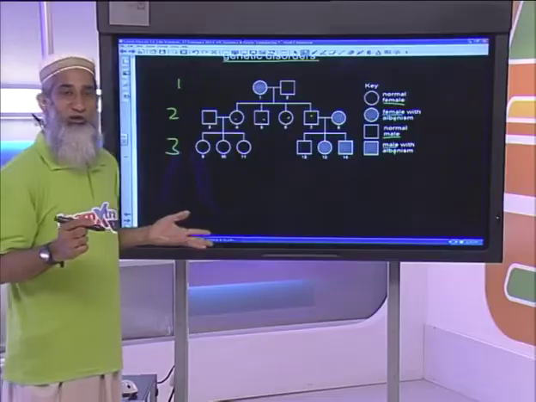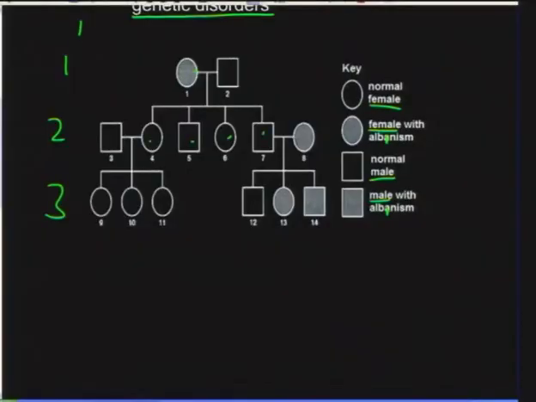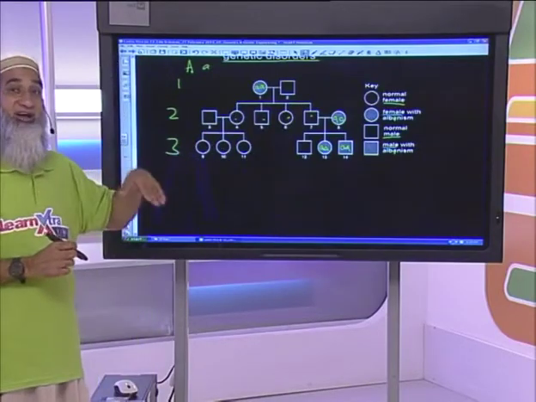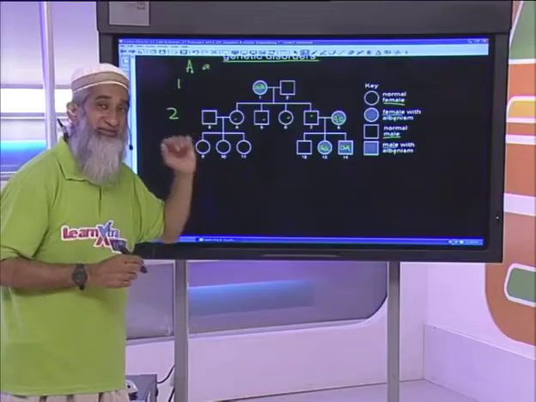So what can we do now? Let's say we're using capital A and small a. We go immediately to the shaded ones and fill in small a, small a, for each of them. So these individuals, number 1, number 8, number 13, number 14, are all homozygous recessive.